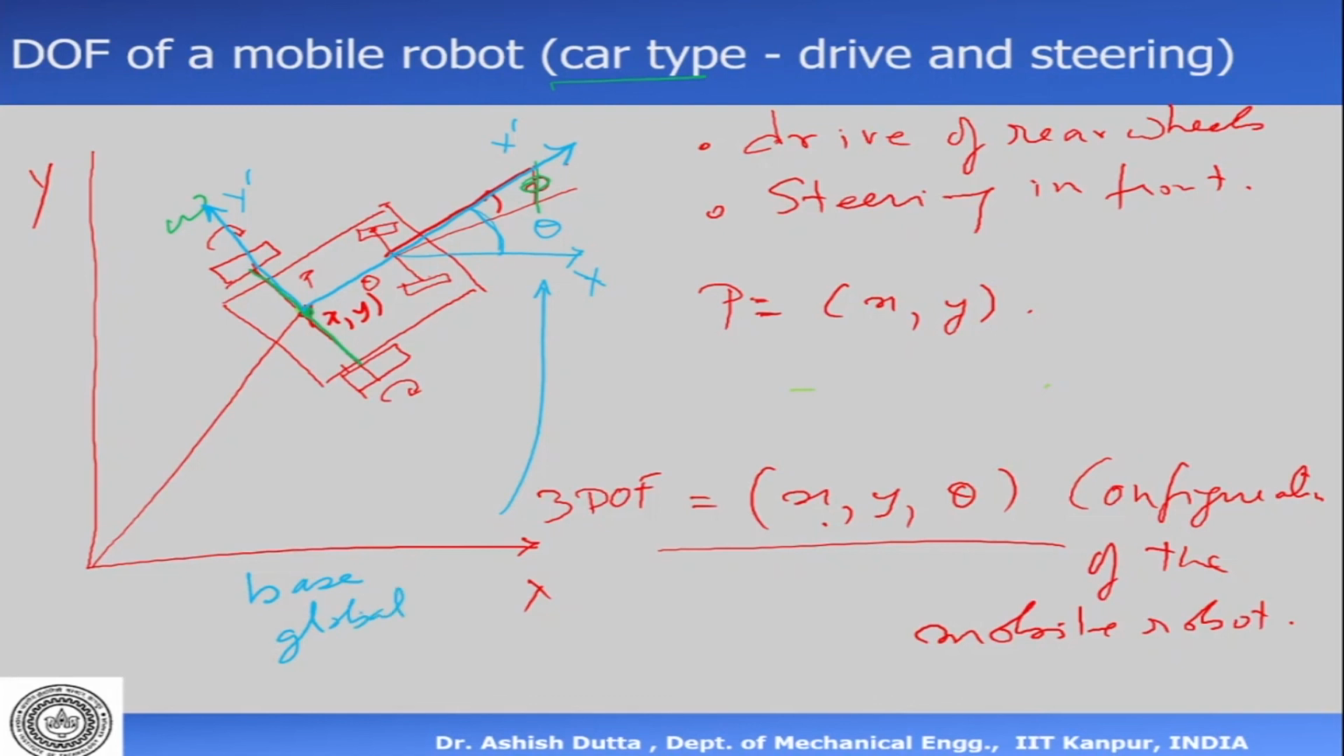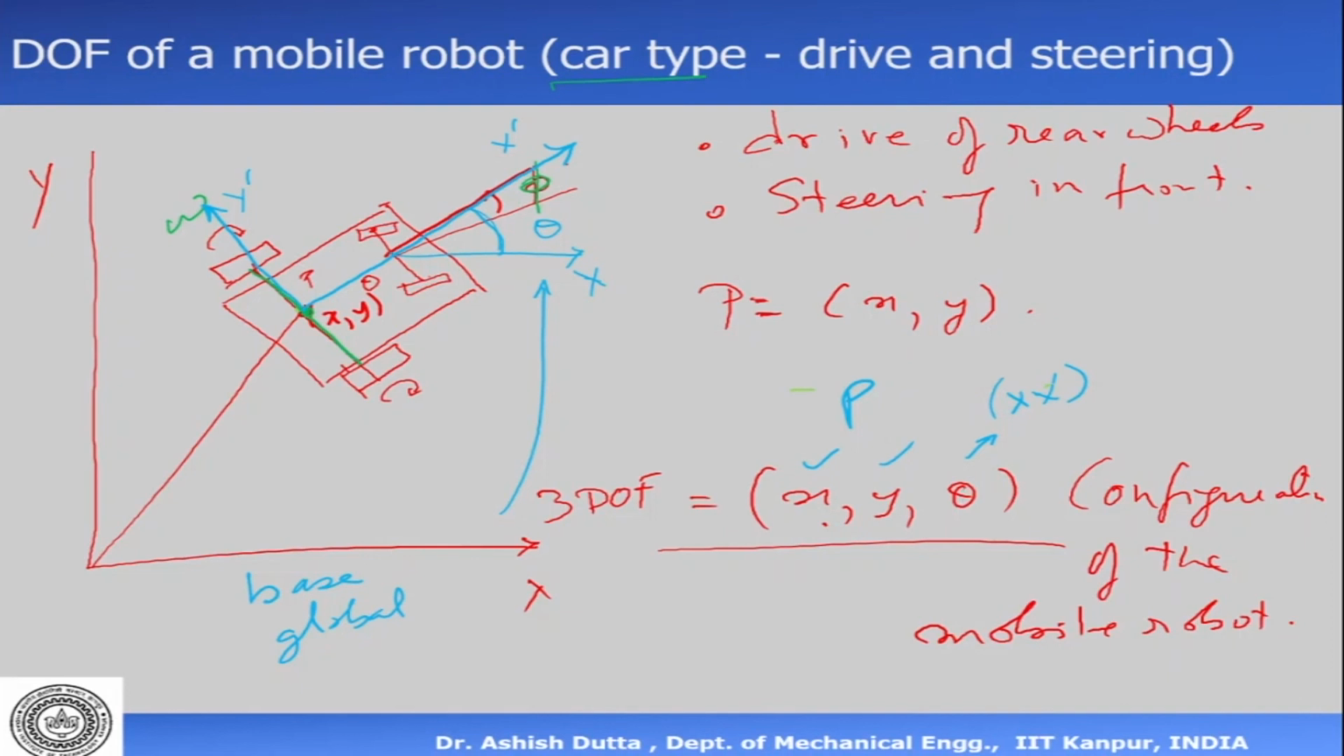Okay. So now how many parameters are required to define the configuration? You need x and y, which give the position P, and you need theta, which gives the angle between x and x dashed. So if I give you x, y, and theta, you know exactly what the position of the car is.